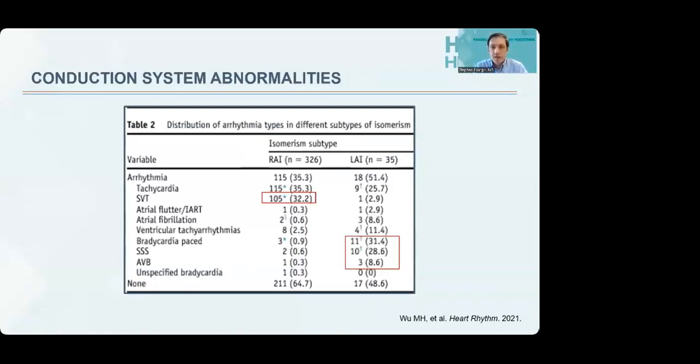But what about conduction system abnormalities? If we return to this table showing the distribution of arrhythmia types and different subtypes of isomerism, recall that SVT was the predominant rhythm abnormality in right atrial isomerism, and bradycardia, either due to sinus node dysfunction or AV block, was the most common in left atrial isomerism. But why is this the case?